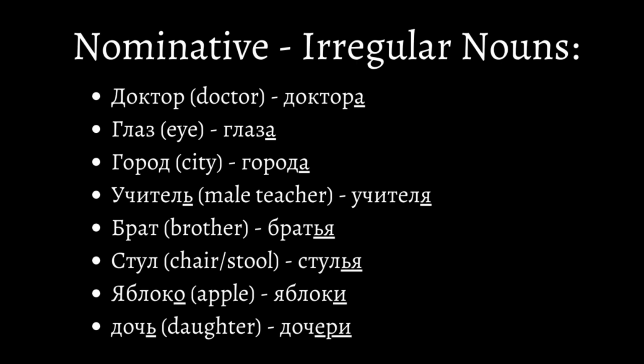Доктор has a masculine ending but becomes доктора, even though it looks like we need to put ы. Глаз becomes глаза and not глазы. Город becomes города and not городы. Учитель turns into учителя with я at the end. Брат is now братья with мягкий знак and я at the end, completely irregular from the ending it should have. Стул has the same idea: стулья. Яблоко changes to яблоки, having an и at the end. And the most irregular one is дочь, which is дочери, having a ери ending.